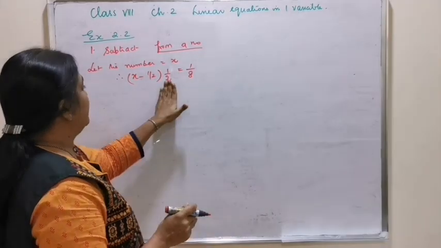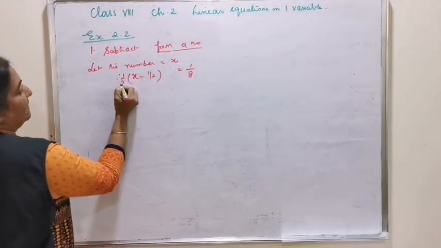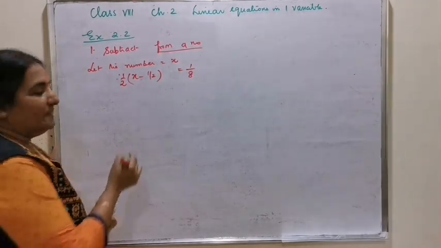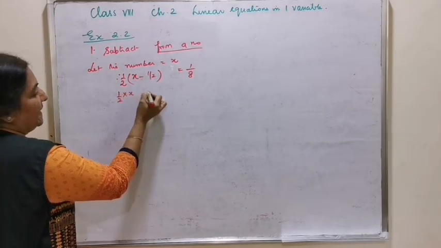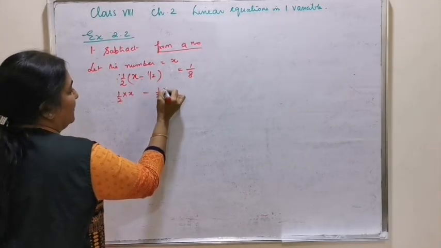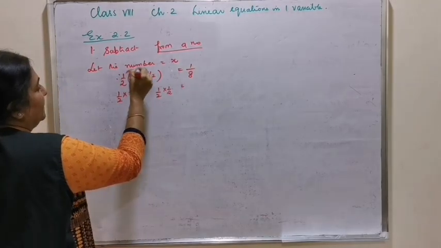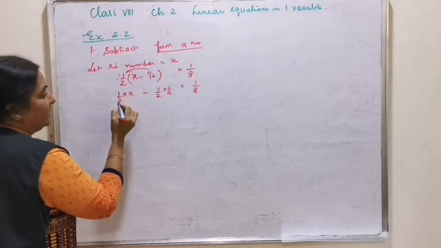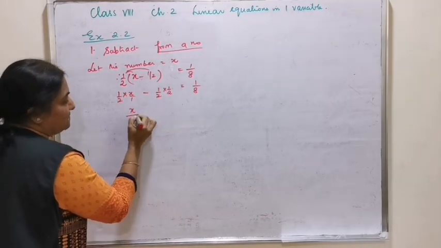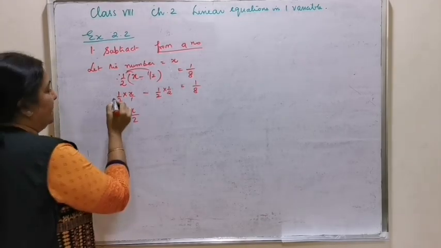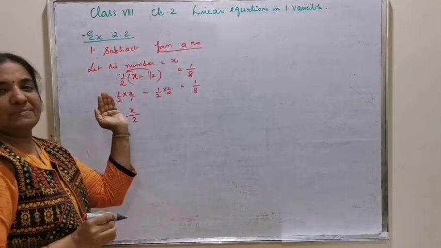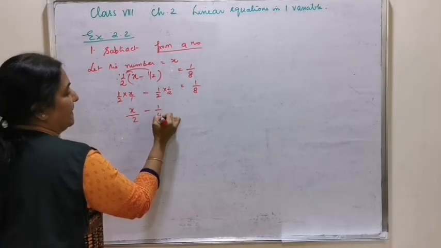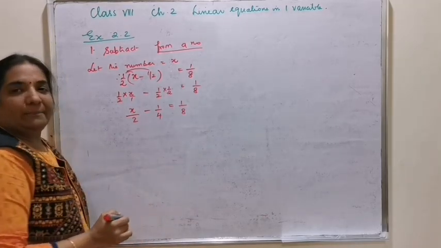For easier working with the distributive law, let's arrange half here. Now, you can use the distributive law, that is half into x minus half into half is equal to 1 by 8. Half into x means x by 2, 1 into x, 2 into 1. Multiplication: always multiply the numerator, multiply the denominator. Minus 1 by 4 is equal to 1 by 8.